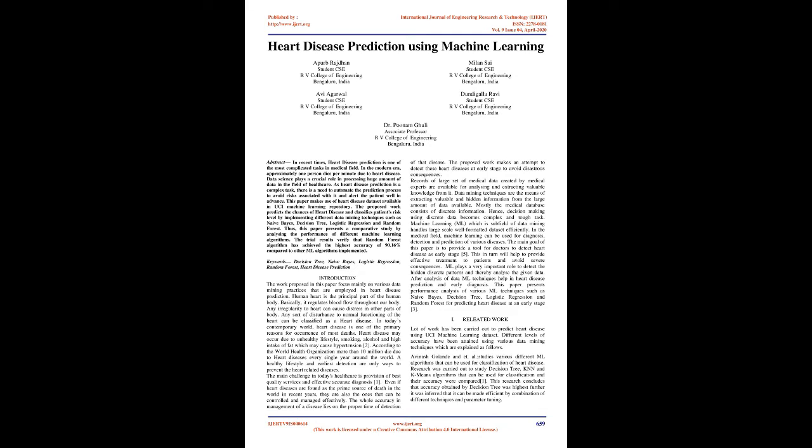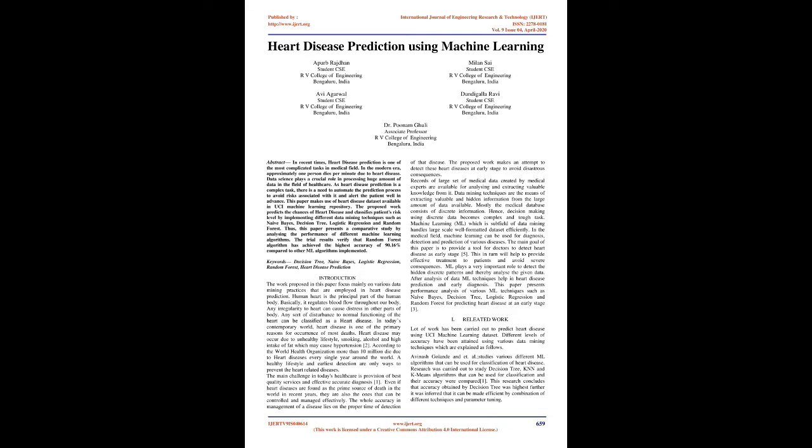As heart disease prediction is a complex task, there is a need to automate the prediction process to avoid risks associated with it and alert the patient well in advance. This paper makes use of the heart disease dataset available in the UCI Machine Learning Repository. The proposed work predicts the chances of heart disease and classifies patients' risk level by implementing different data mining techniques such as naive Bayes, decision tree, logistic regression, and random forest.